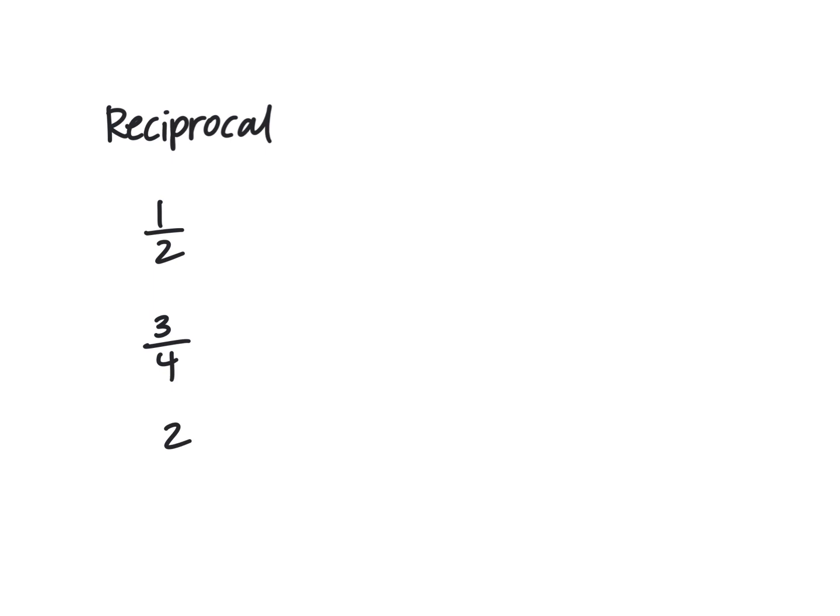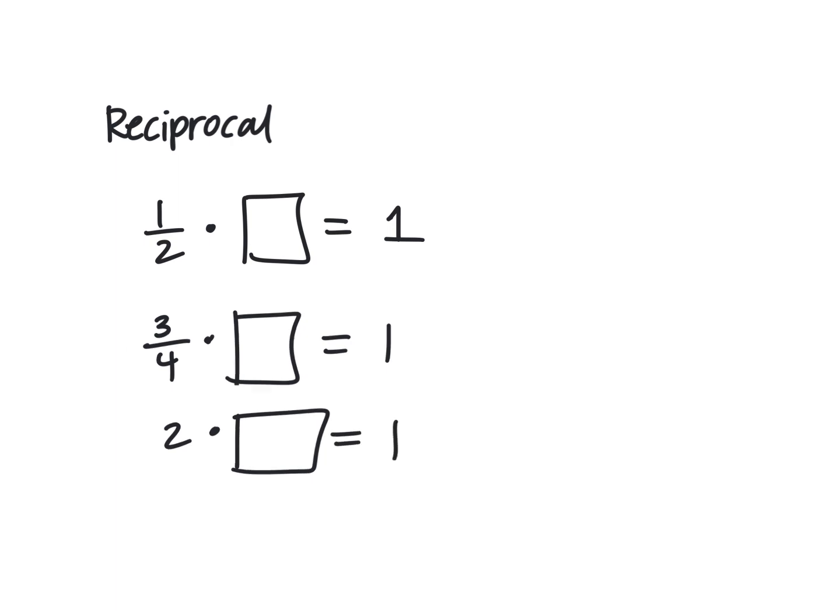So a reciprocal is basically when I have a number and if you multiply it by something, the answer is 1. So same thing, if I do 3/4 times something, I'm going to get an answer of 1. 2 times something gives me 1. So I want you to pause the video, see if you can figure these out.